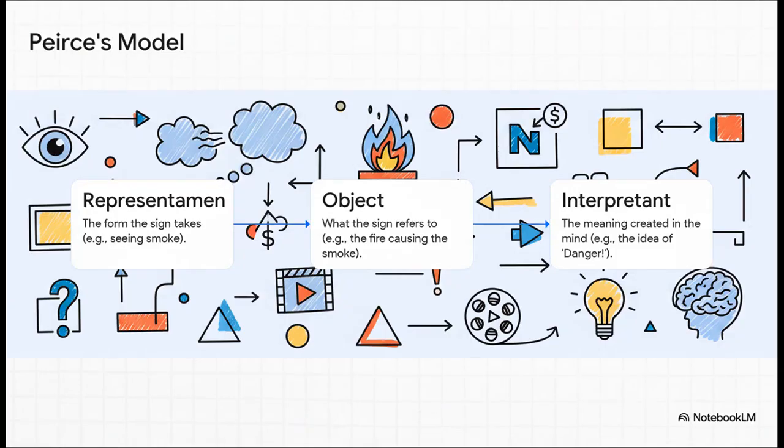Okay, so let's jump over to Peirce and see how he builds on this. He proposed a three-part model. First, you've got the representamen, which is just the sign itself. Let's say you see some smoke. Second, you have the object, the actual thing the sign refers to, so the fire. But here's the brilliant third piece he adds, the interpretant. This is the meaning that's created inside your mind, the idea of danger or, hey, something's burning.